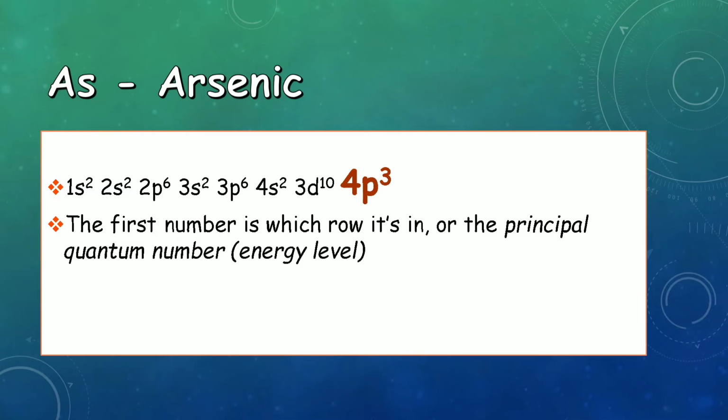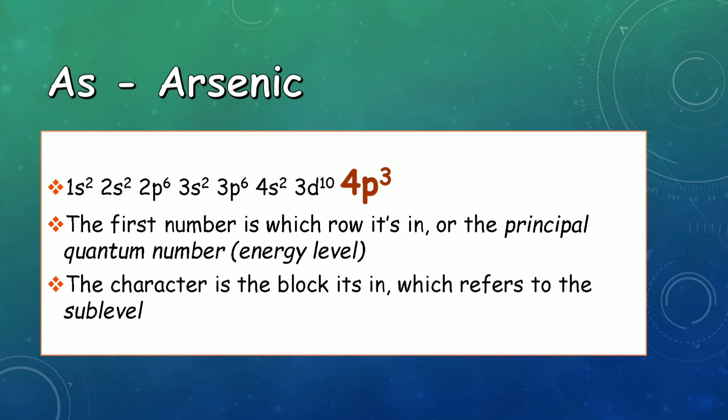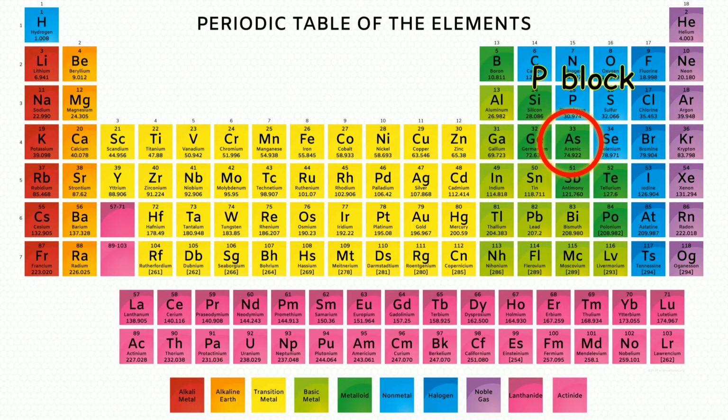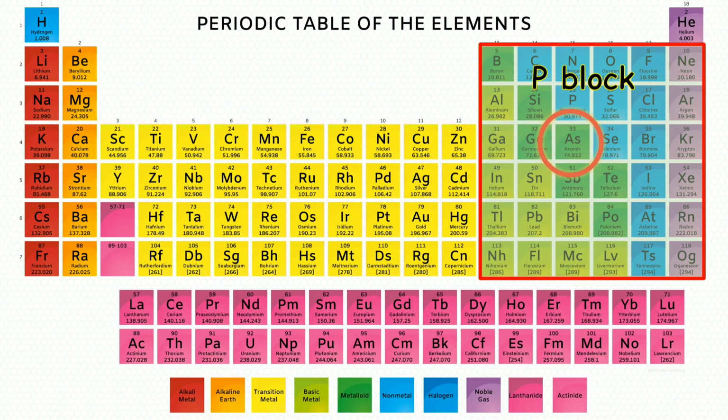And then, the character o yung letter na nakalagay, it is the block it's in, kung saan nakalagay na block yung element, which is referring to the sublevel. Check nga natin kung nasa P block si arsenic. Okay, si arsenic po ay nasa P block. Okay, so tama po, no? Yung ating pagkakasulat ng electron configuration.